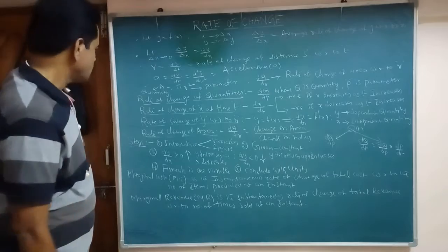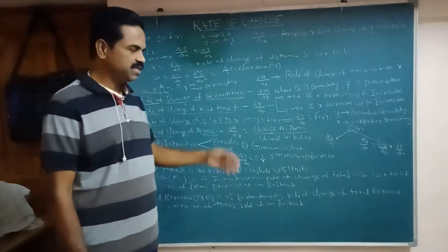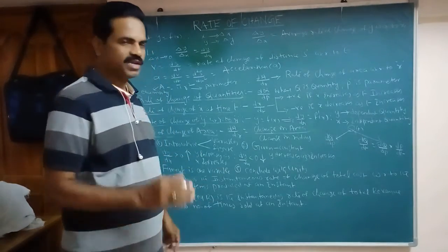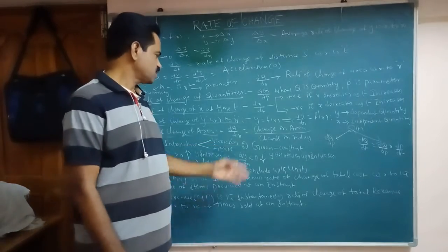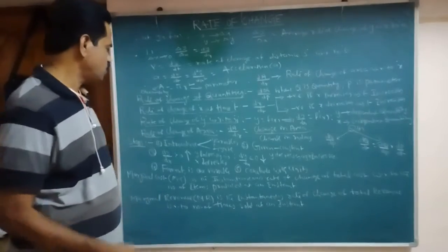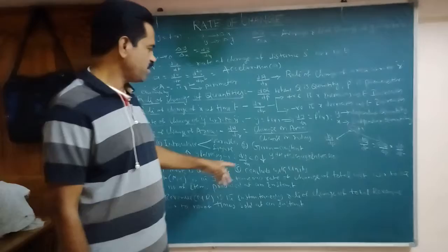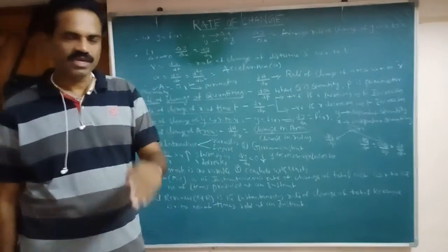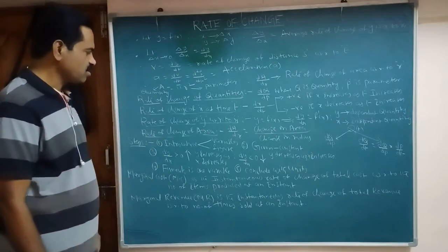Here we follow five steps. First, introduce the variables. What are the variables in the given problem? Choose them, draw a figure, and next write down the given. Third, dy by dx greater than 0 means y increases as x increases. Dy by dx less than 0 means y decreases as x increases. Next is the fourth step, the formula.